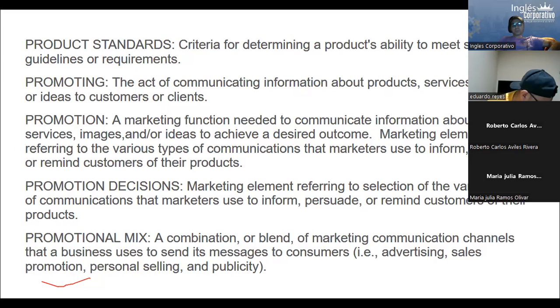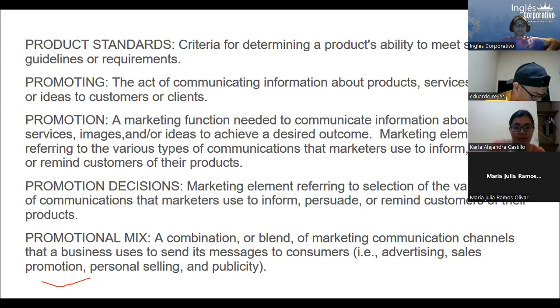Okay. Who wants to read promotional mix? Promotional mix: a combination or blend of marketing communication channels that a business uses to send its messages to consumers. Advertising, sales promotion, personal selling, and publicity. Very good. So the promotional mix is a combination or blend of marketing communication channels that a business uses to send its messages to consumers. For example, advertising, sales promotion, personal selling, and publicity.